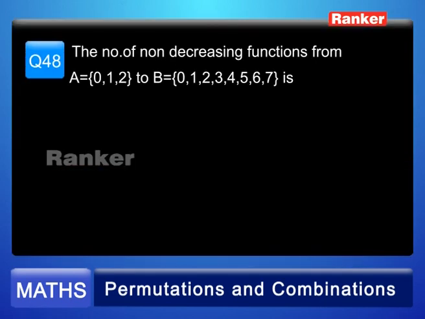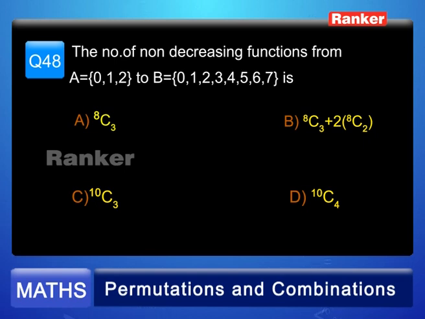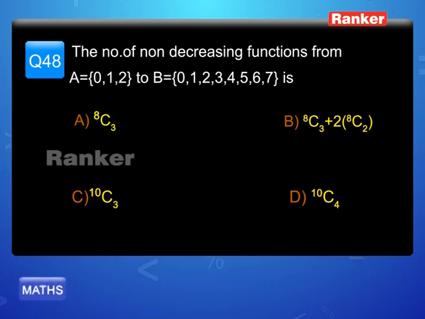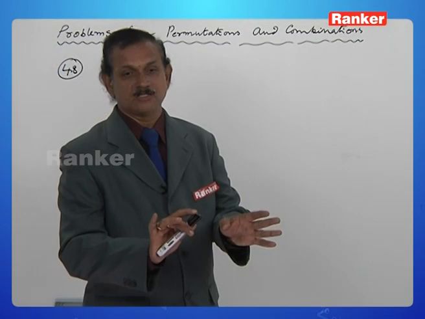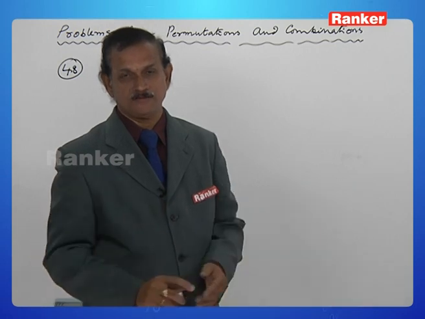Let us now get ready to look at the next question, that is question number 48. In this question, he asks us to know the number of non-decreasing functions from the set A containing 0, 1, 2 to the set B containing 0, 1, 2, 3, 4, 5, 6 and 7. We want to have just non-decreasing functions.